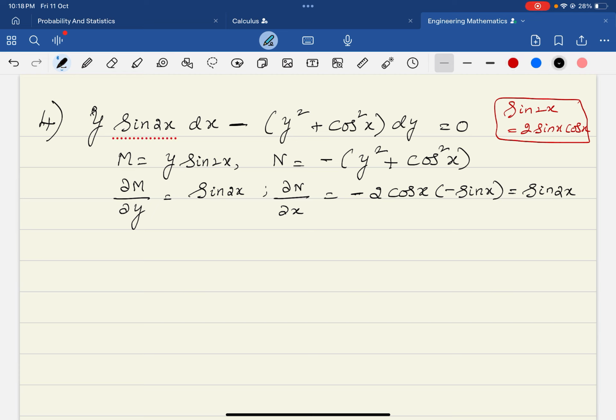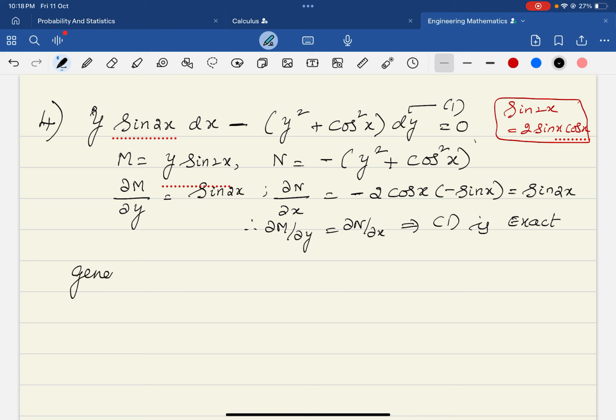So now this is equal to sin 2x. Therefore ∂M/∂y is equal to ∂N/∂x. So it implies that equation 1 is exact. So verification is over. Now we write the general solution.